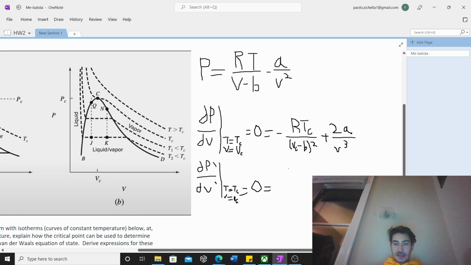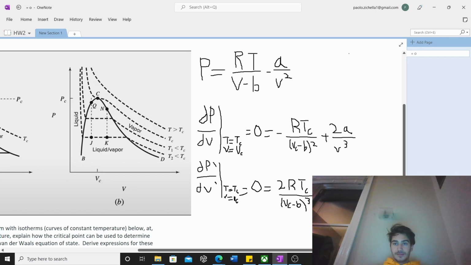So this negative now becomes a positive 2. So we have positive 2 times R times the specific temperature at the critical point, and this is all over the denominator, but to the power of 3 now. So we have the specific volume at the critical point minus the constant b, but now cubed instead of being squared. Now this plus 2a turns into a negative, because we're multiplying times negative 3. So it becomes a negative 6a, minus 6a all over v to the 4th.